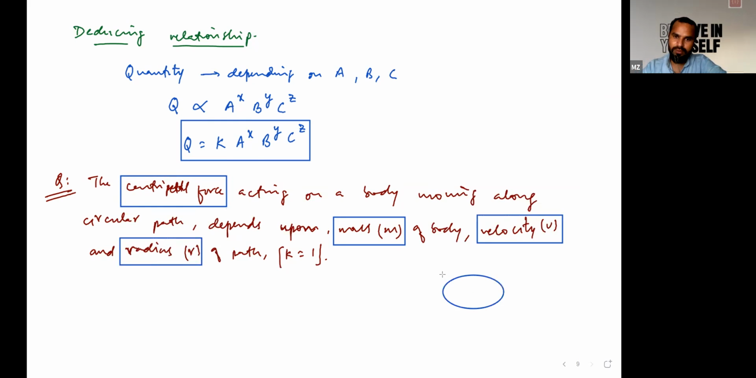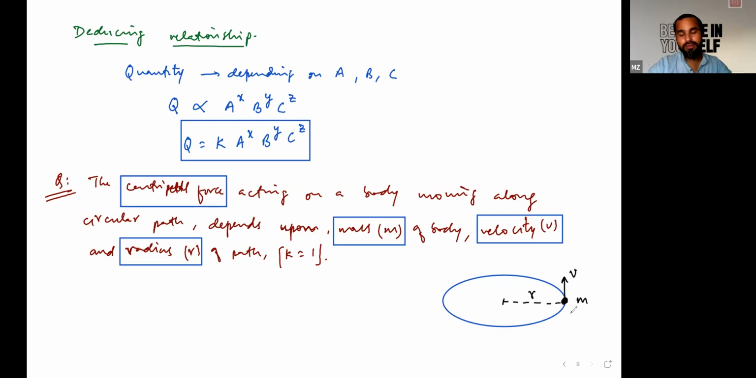So let's say we have a circular path like this, and there is a body having mass m going with velocity v on a circular path having radius r. There is a need for a force which keeps the body along this circular path so that it will move along this trajectory. Otherwise, it would fly off tangentially. That force which keeps a body along a circular path is called centripetal force.